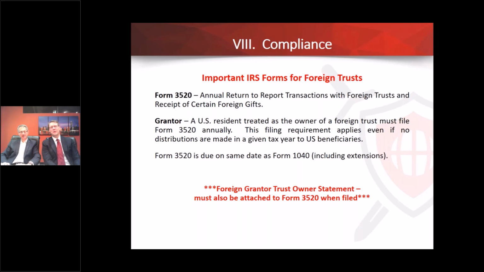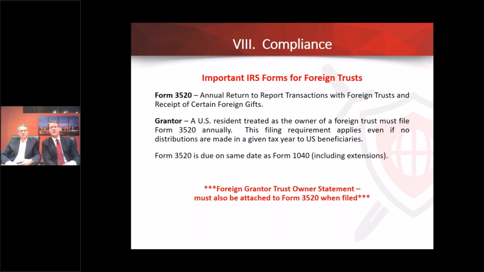These are forms you need to be aware of. You have clients that either create a foreign trust, are treated as the owner of a foreign trust, or receive distributions from a foreign trust. You need to be aware of these. Form 3520 is the main form. Basically, it reports a lot of information to the IRS. Even if it's not taxable, it still reports it. So from a compliance perspective, you need to make sure that these are being filed each year.